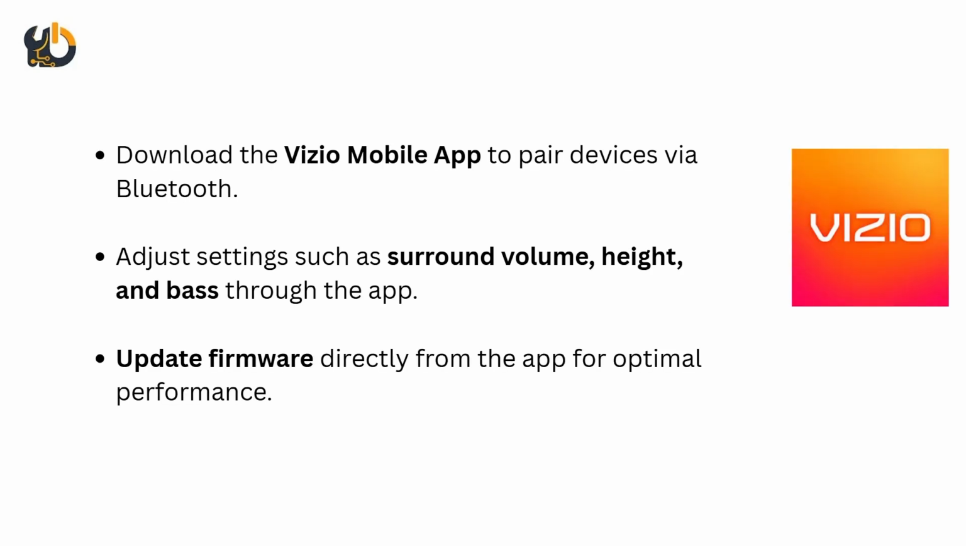Then you have to download the Vizio mobile app to pair the device via Bluetooth. Adjust settings such as surround volume, height, and bass through the app. You can update the firmware directly from the app for optimal performance.